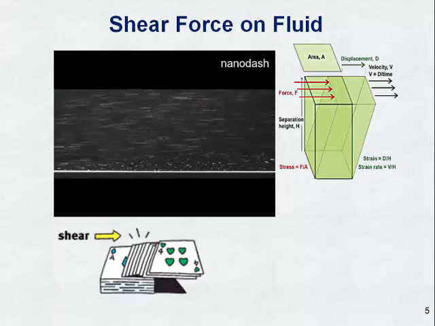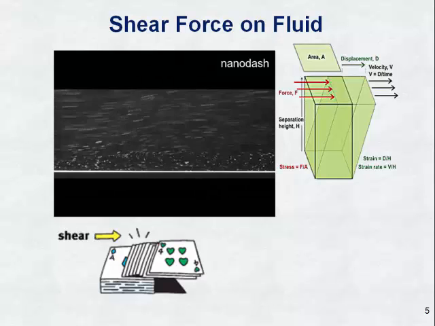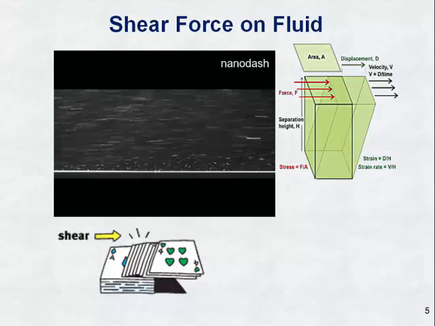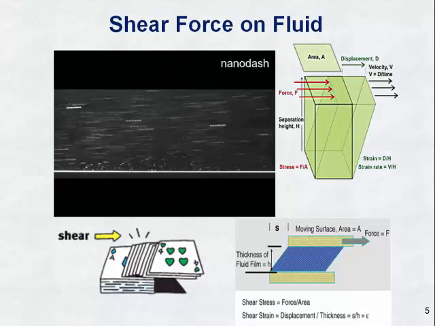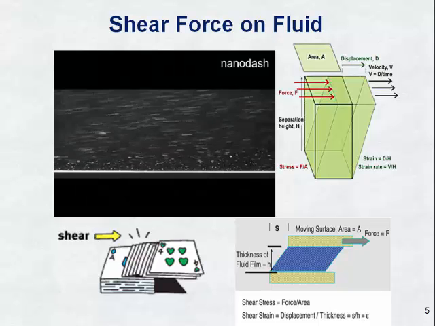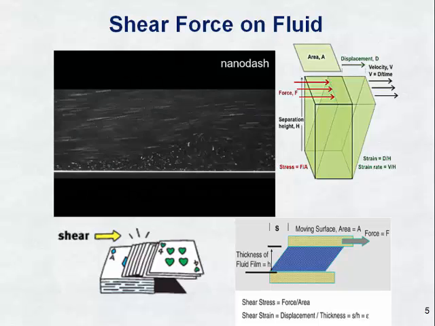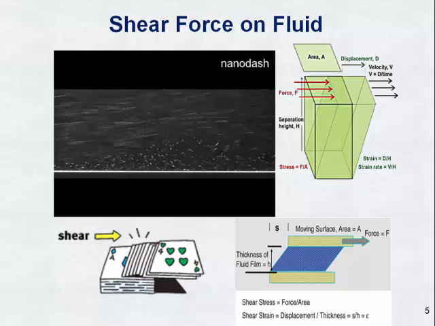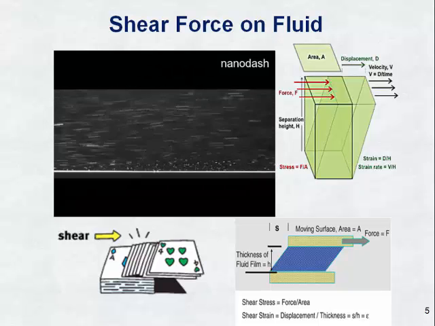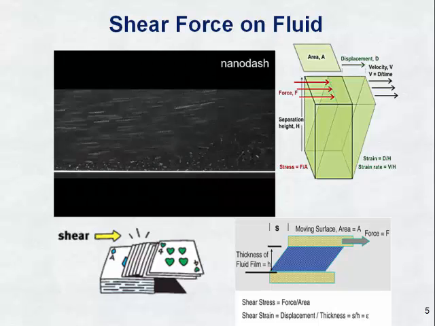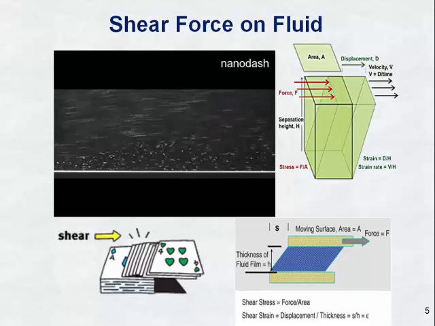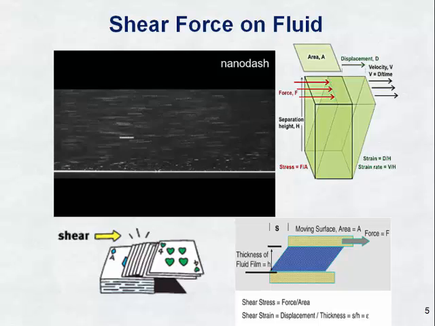Shear force means we give the force at the top layer. Look at the figure. Here at the top of the cards we give the force, and it will move. Look at the fourth image. At the bottom there is no velocity, but at the top layer there is high velocity. When the height increases, the velocity also increases. That means at the bottom layer there is high viscosity, at the top layer there is less viscosity. So shear stress is equal to force divided by area, and shear strain is equal to displacement divided by thickness.